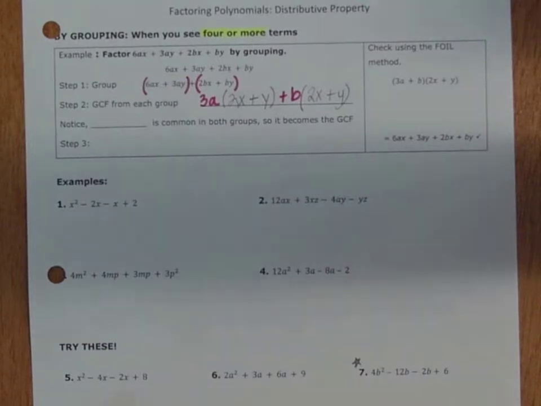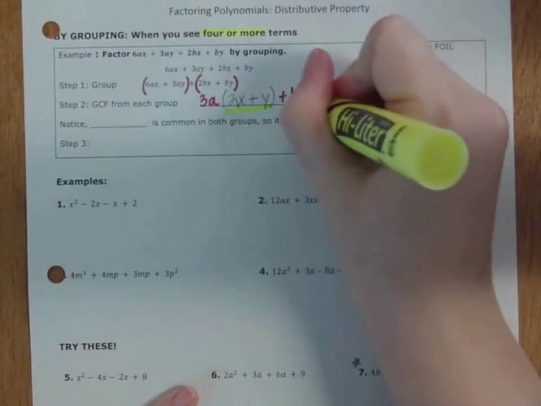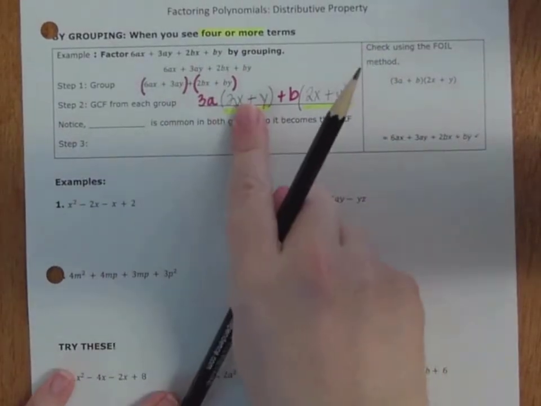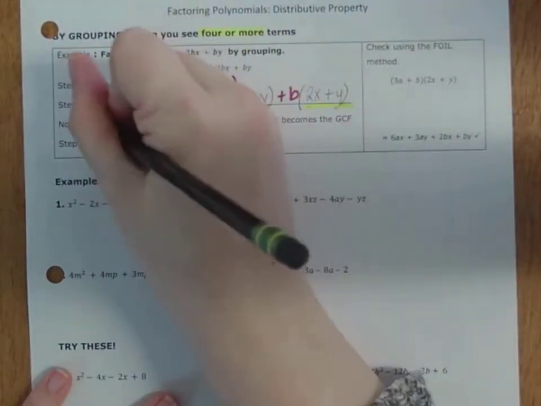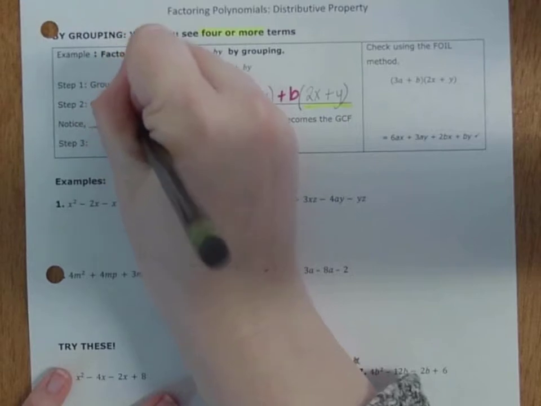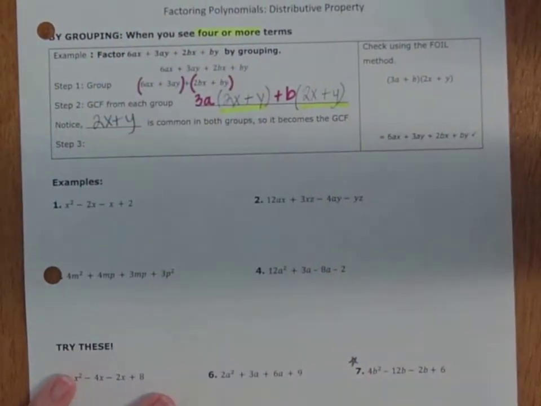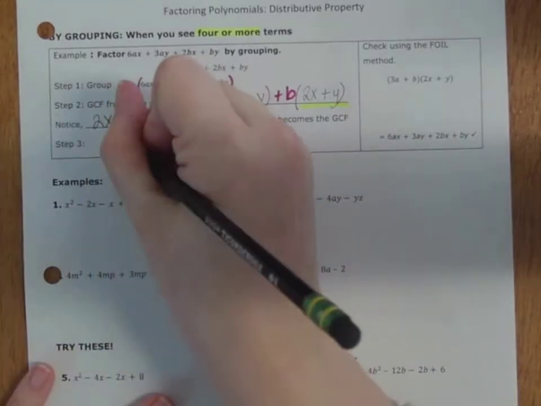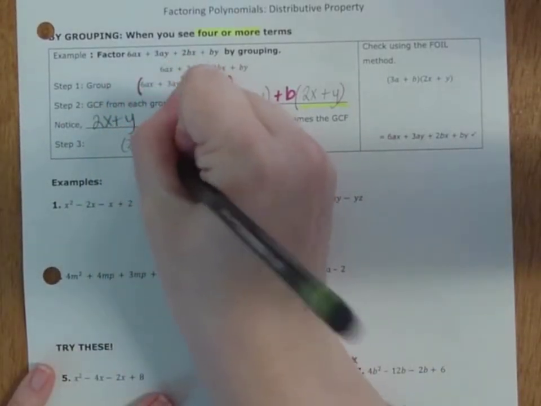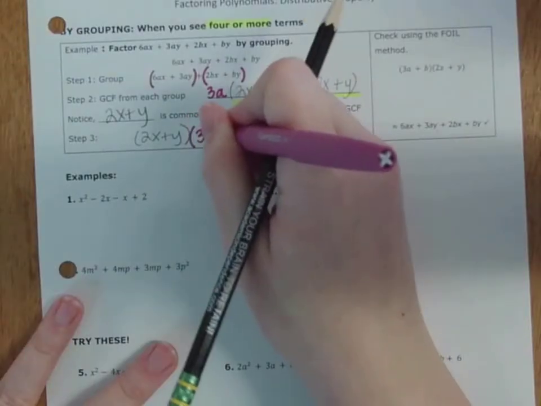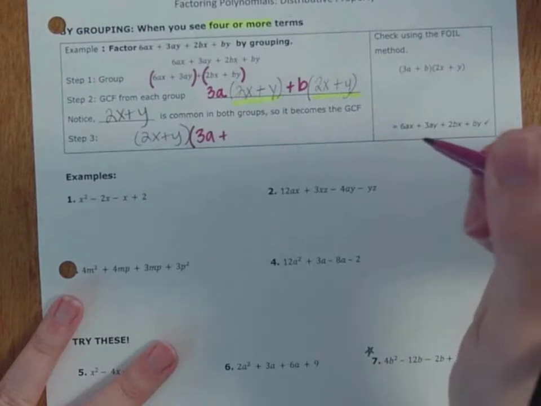No, it is not a coincidence, and it's super important. When you are grouping, you need to get a match, because then that binomial becomes the common factor. 2x plus y is our common factor in both groups, so it's now the GCF. So I say, okay, I'm going to factor out 2x plus y, and what's left? 3a plus b.